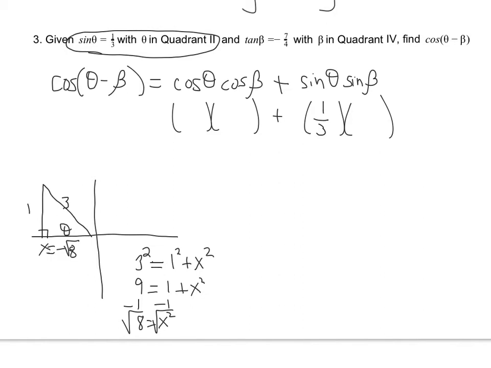Now why this is beneficial for us is that now that I have the full triangle for theta, I can find out what cosine theta is, because cosine is the adjacent over the hypotenuse. So it's negative square root of 8 over 3.